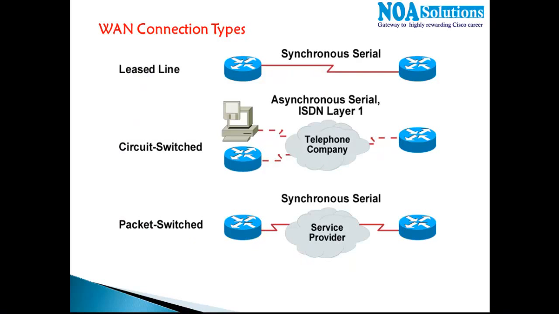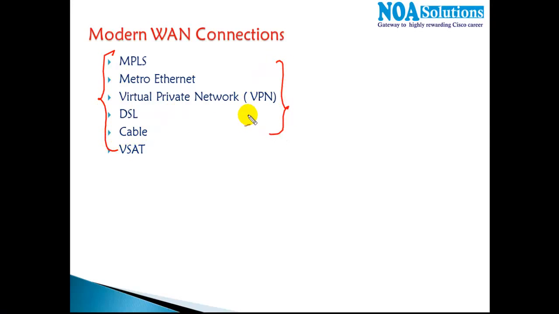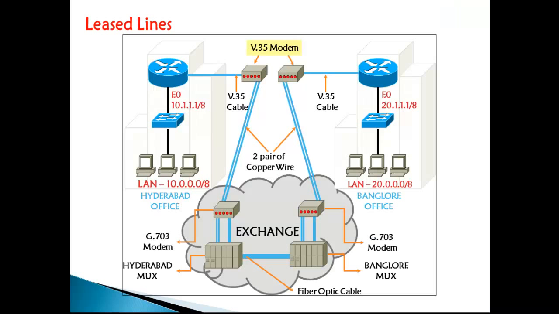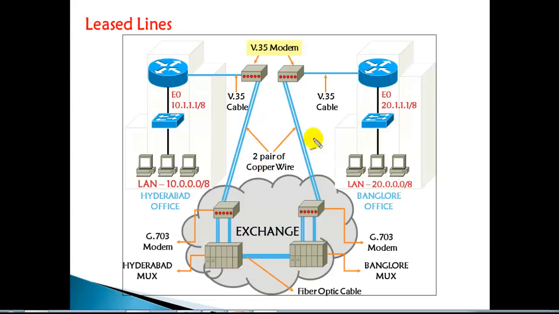I have a separate section dedicated to WAN technologies, including more WAN connections used in modern networks like MPLS, Metro Ethernet and VPNs. I'll discuss these different types of WAN connections in much more detail in a separate session on WAN technologies. At this point, I'm going to give some idea of how exactly a basic leased line setup is done. So let's take an example.